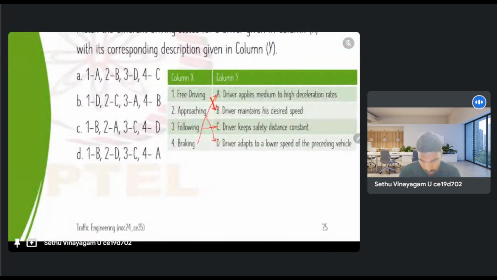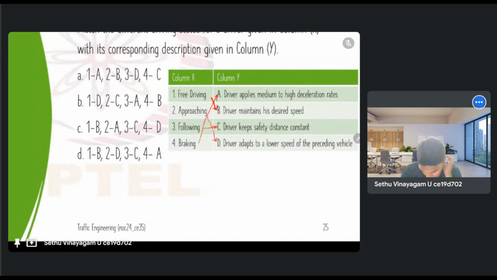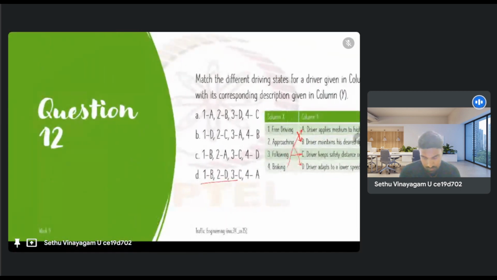So that is 1B, 2D, 3C, and 4A. So the right option is option D.